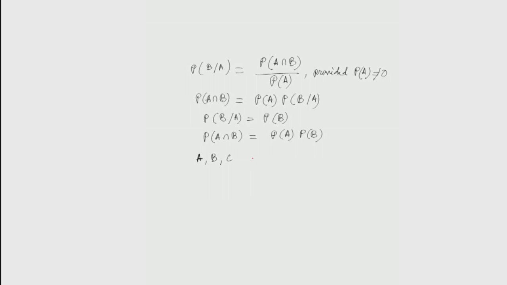Now, suppose there are three events in an experiment: event A, event B, and event C. So, in an experiment, three events A, B, C can occur. If we have to find the probability of A intersection B intersection C, that is, the probability that all these three events will occur, A, B as well as C.